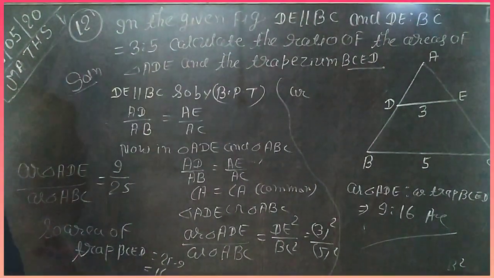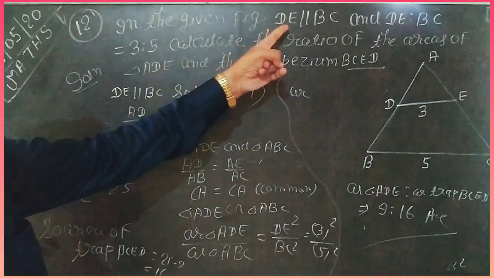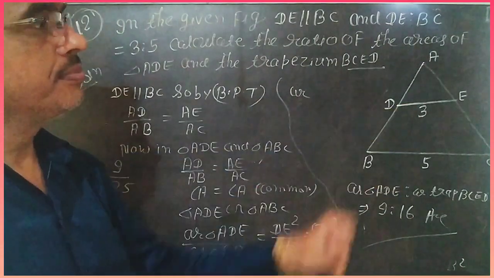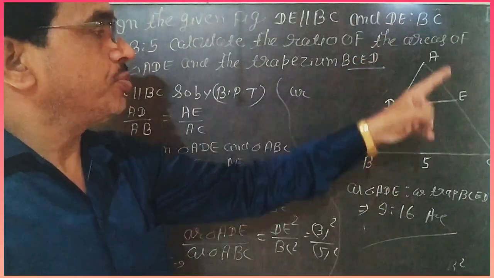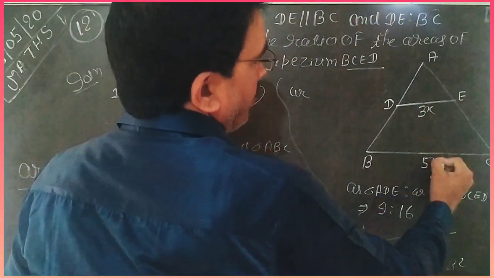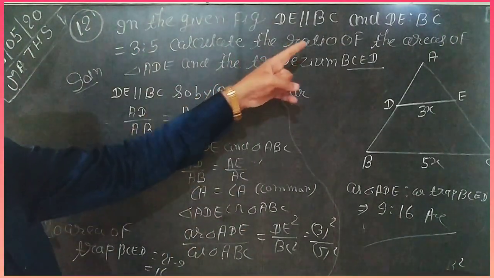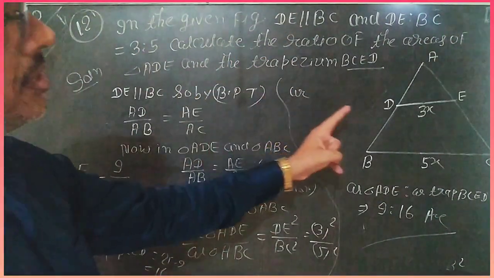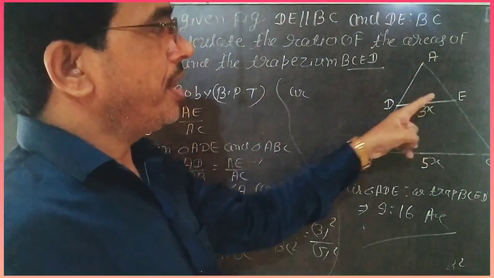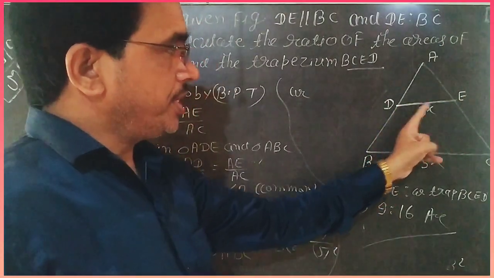Now dear students, see here question number 12, the second last question of this exercise. The question is that in the given figure DE is parallel to BC and DE to BC is 3 is to 5. You can write 3x and 5x because it is given in the ratio 3 is to 5. Calculate the ratio of the areas of triangle ADE and the area of trapezium BCED, because these lines are parallel.